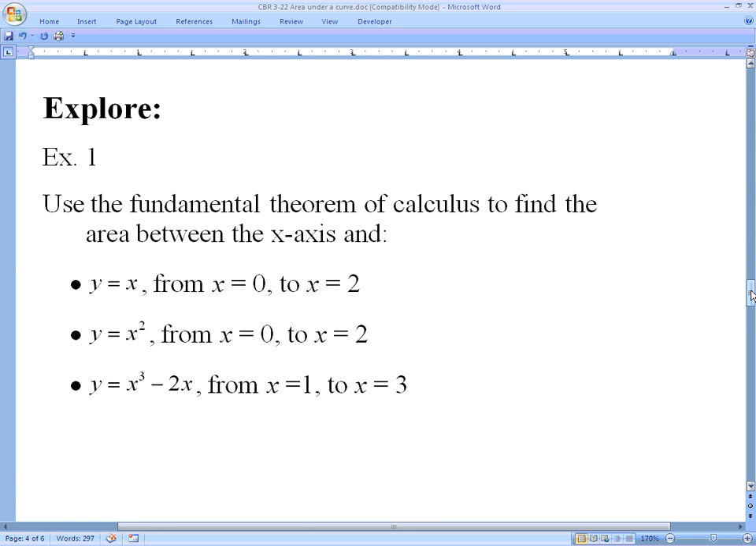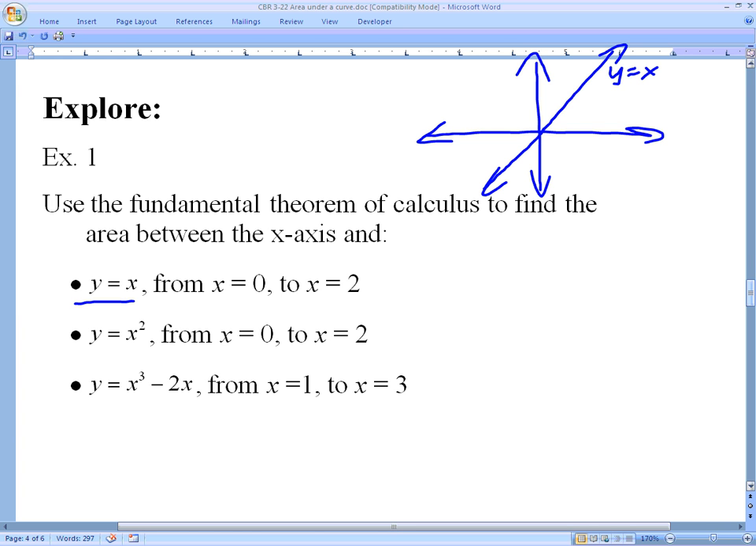So to start with, we could do this first problem nice and easy, but I think I'm going to draw a picture first. So we've got a function y equals x. That's just a nice 45-degree angle going through the origin. So this would be my function, y equals x. I want to go from 0, which is my origin, to 2. Call that a 2 there.